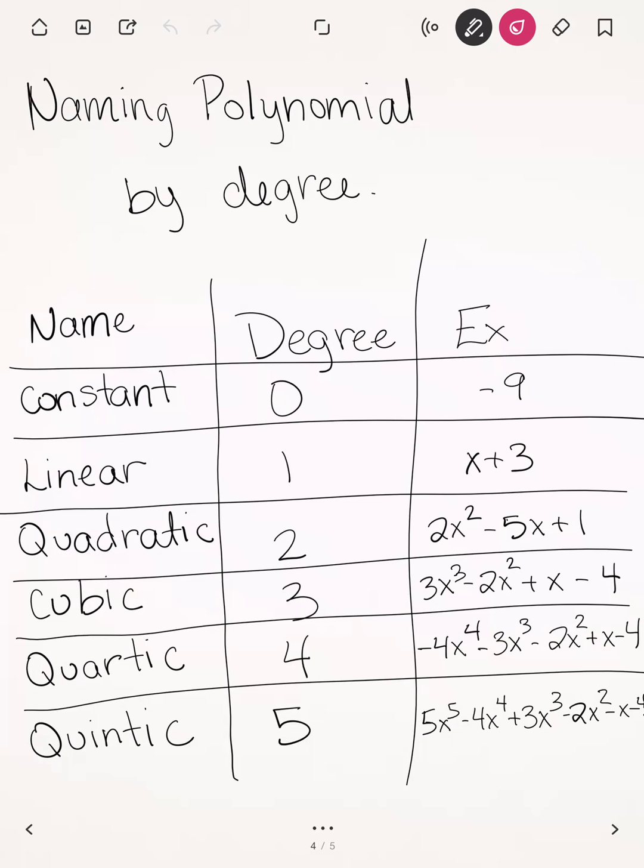Naming by the degree. So if you don't have any variables and an exponent with it, it's a degree of 0, that is known as a constant. An example would be negative 9. If you have just one variable to the first power, it's linear. If you have an x squared in there and that's the highest degree, you have a quadratic. If you have an x to the 3rd power and that's your highest exponent, that's cubic. And then we have x to the 4th, which would make it a quartic, and an x to the 5th, which would make it a quintic. Okay, anything above 5 we don't have a name for. We just say 6th degree polynomial, 7th degree polynomial, like that.